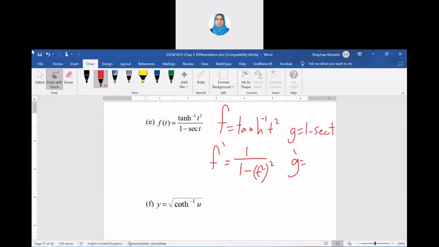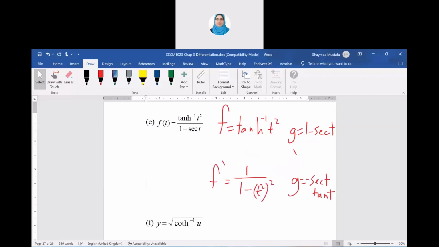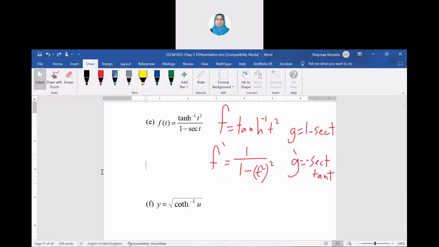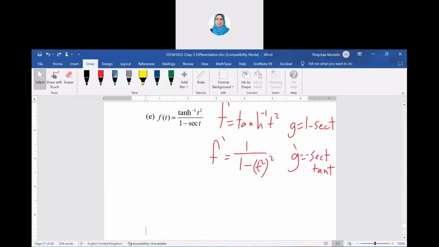Okay, the derivative for g: the derivative of 1 is 0, the derivative of a constant is 0. The derivative of sec is sec tan. So minus sec t tan t. Now apply the division rule.